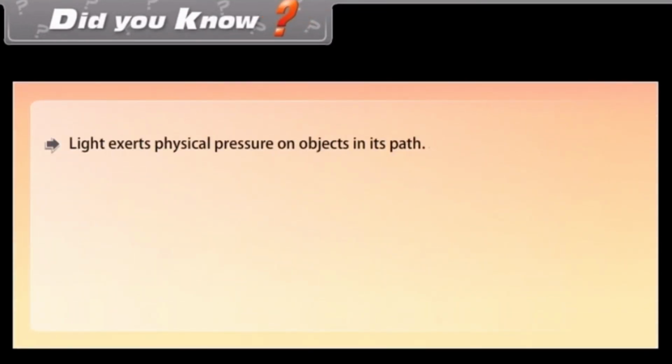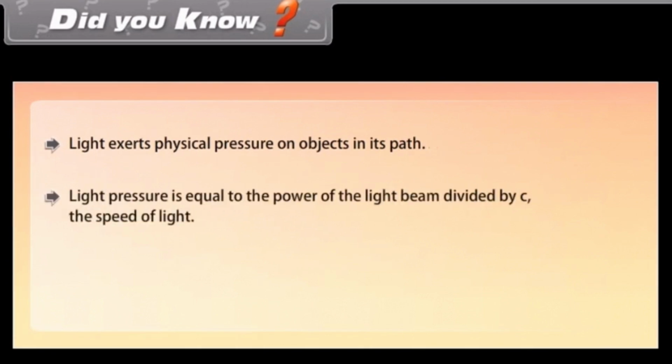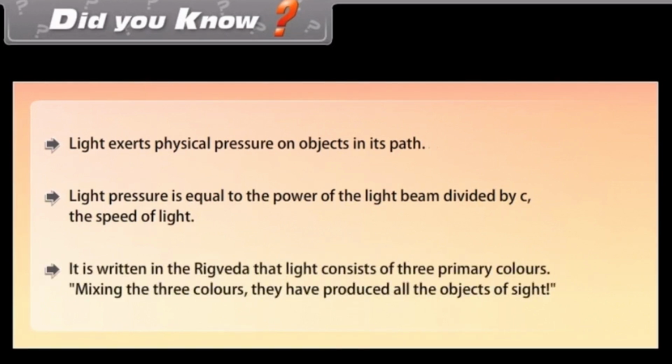Did you know light exerts physical pressure on objects in its path? Light pressure is equal to the power of the light beam divided by c, the speed of light. It is written in the Rig Veda that light consists of 3 primary colors. Mixing the 3 colors, they have produced all the objects of sight.